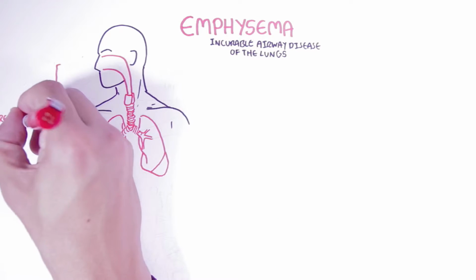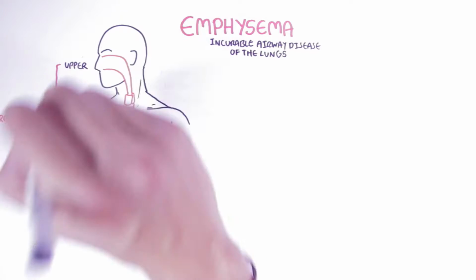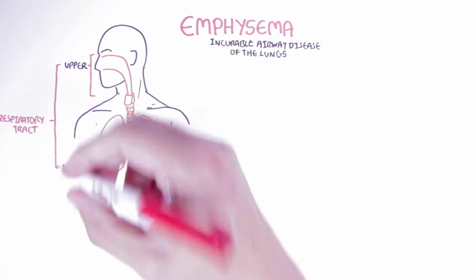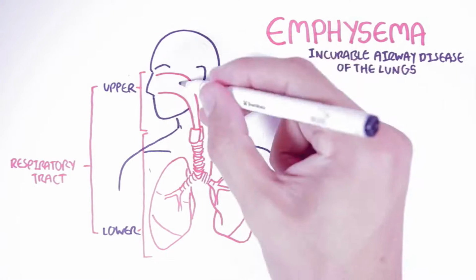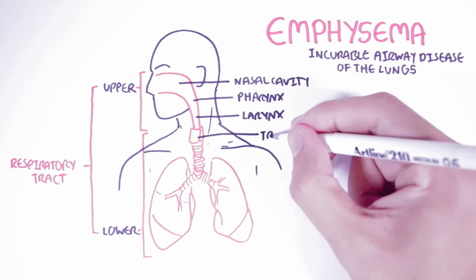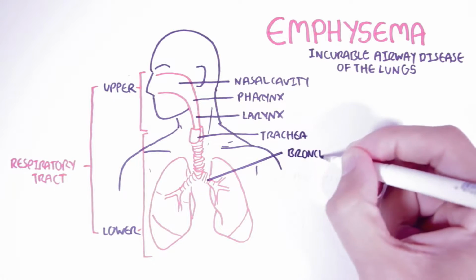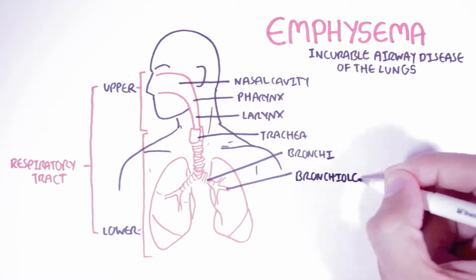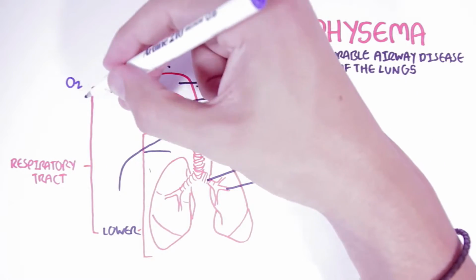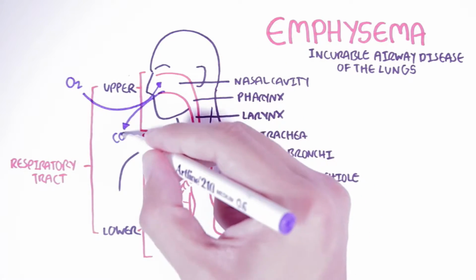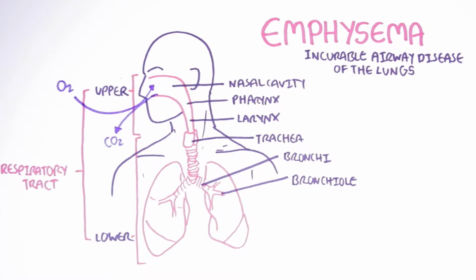So the respiratory tract can be divided into two parts, the upper and the lower respiratory tract. The upper respiratory tract includes the mouth, nasal cavity, pharynx, and larynx. The lower respiratory tract includes the trachea, which branches out to the bronchi and then to the bronchioles, and finally to the alveoli, where gas exchange takes place. So what would be happening is that oxygen will travel through this pathway to the alveoli and carbon dioxide will be exhaled from the nose.